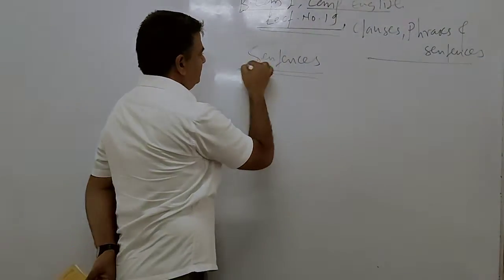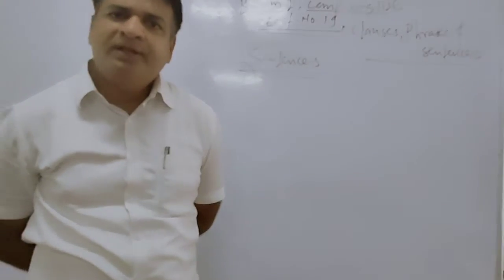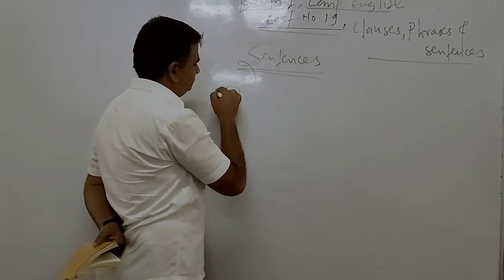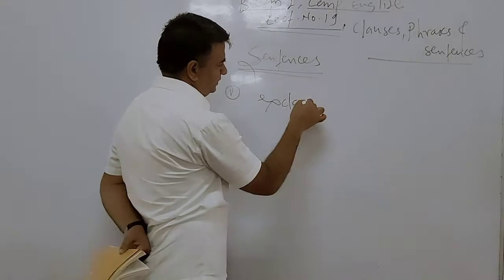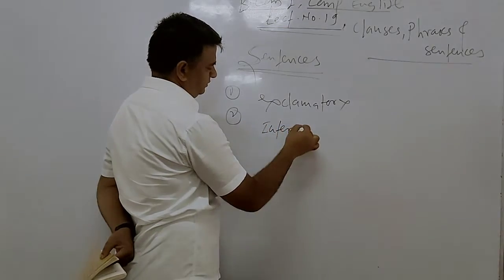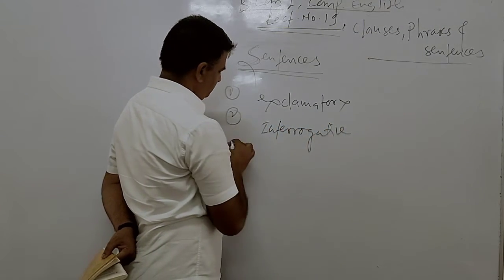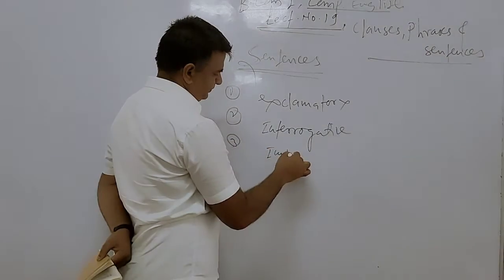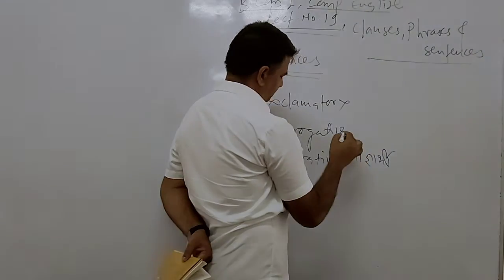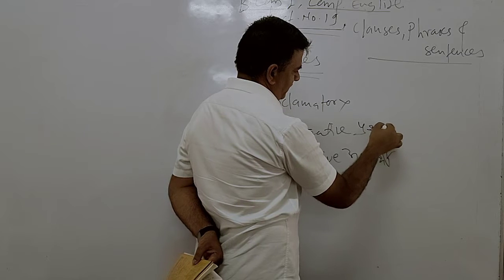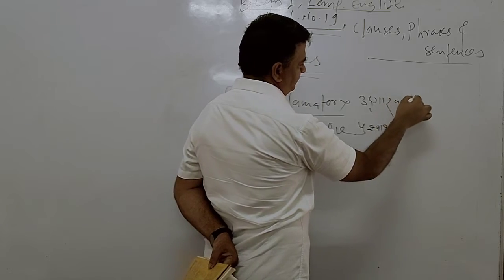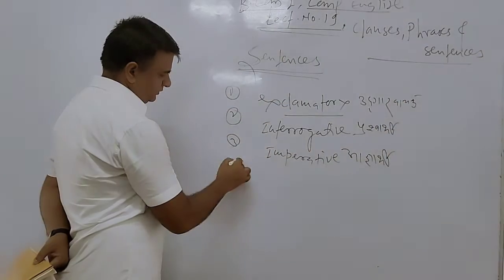When you go through this sentence pattern, we will find that there are so many types of sentences. Sentences are of many types. For example, we have exclamatory, interrogative, imperative. Imperative means आज्ञार्थी, interrogative means प्रश्नार्थी, exclamatory means उद्गारवाची.